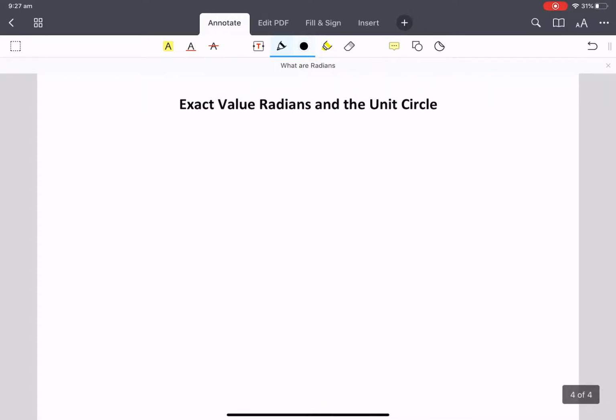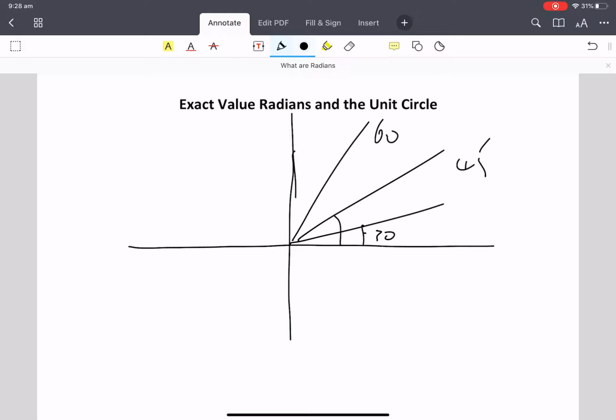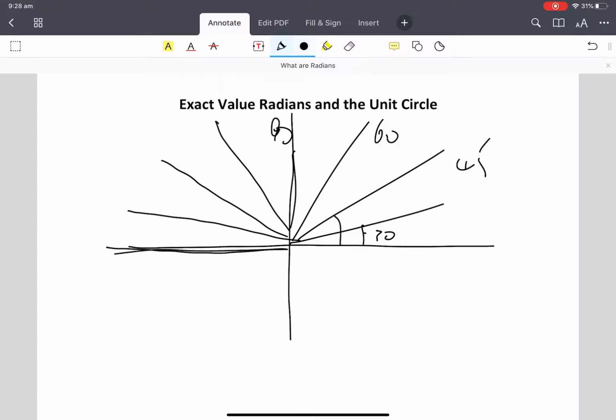Okay, exact value radians in the unit circle. We're going to talk a lot about 30, 45, 60, 90, 120, 135, 150 and 180, and we're going to keep going around the circle. There are exact values. Well, how do we get that in radians?